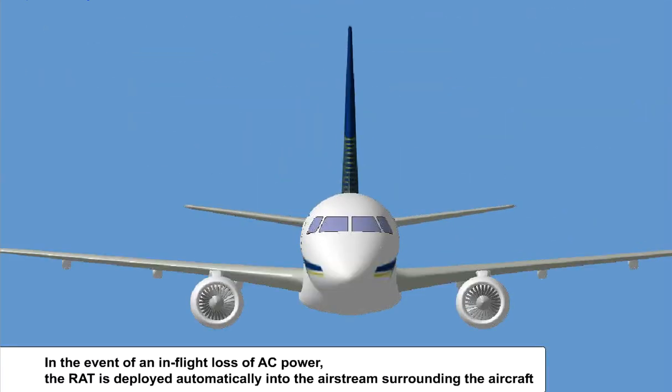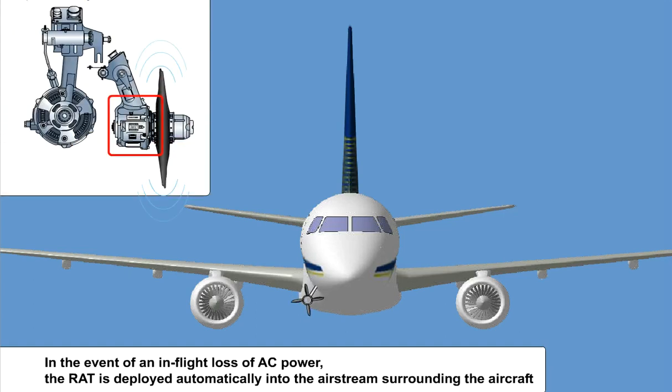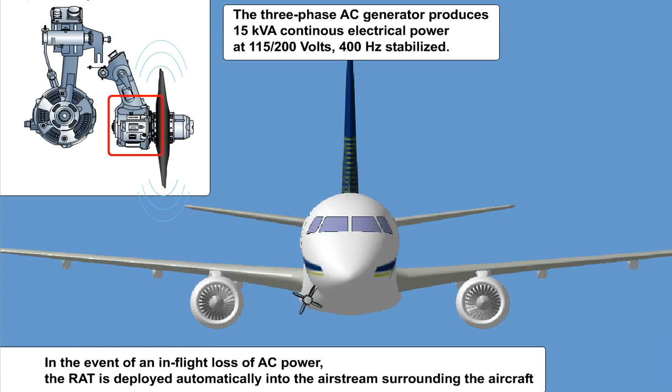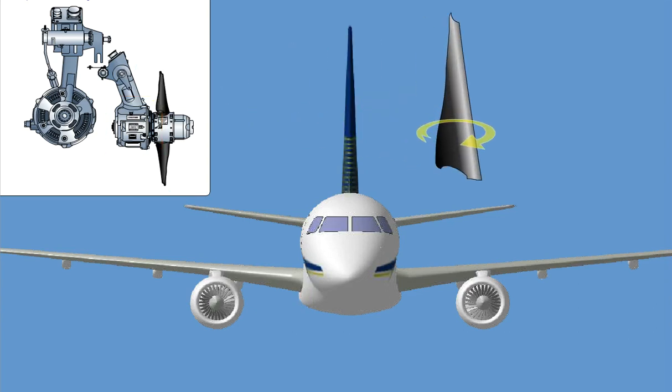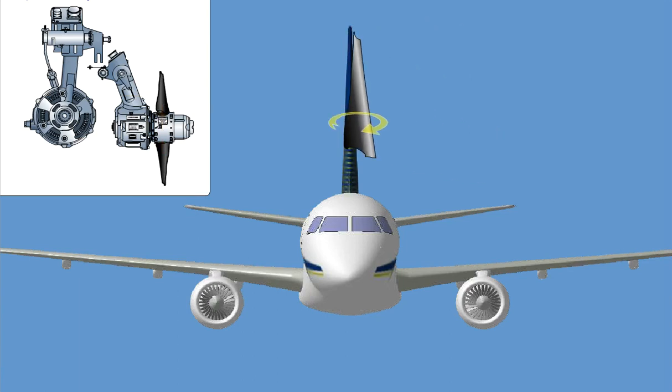In the event of an in-flight loss of AC power, the ram air turbine is deployed automatically into the airstream surrounding the aircraft. The kinetic energy of airflow across the turbine is converted into mechanical power to drive the AC generator. The three-phase AC generator produces 15 kilovolt amp continuous electrical power at 115 to 200 volts, 400 Hz stabilized. 400 Hz stabilization is accomplished by the automatic mechanically regulated variable pitch angle of the turbine blades.